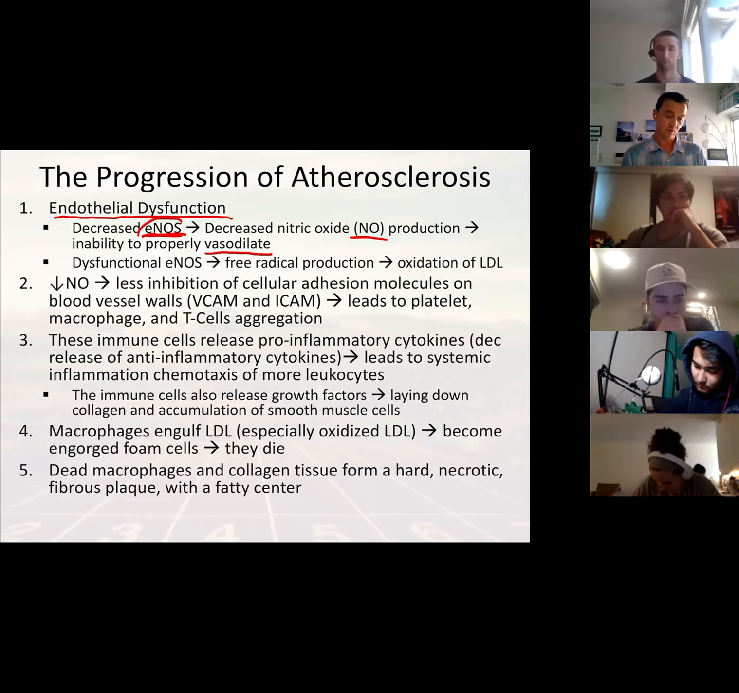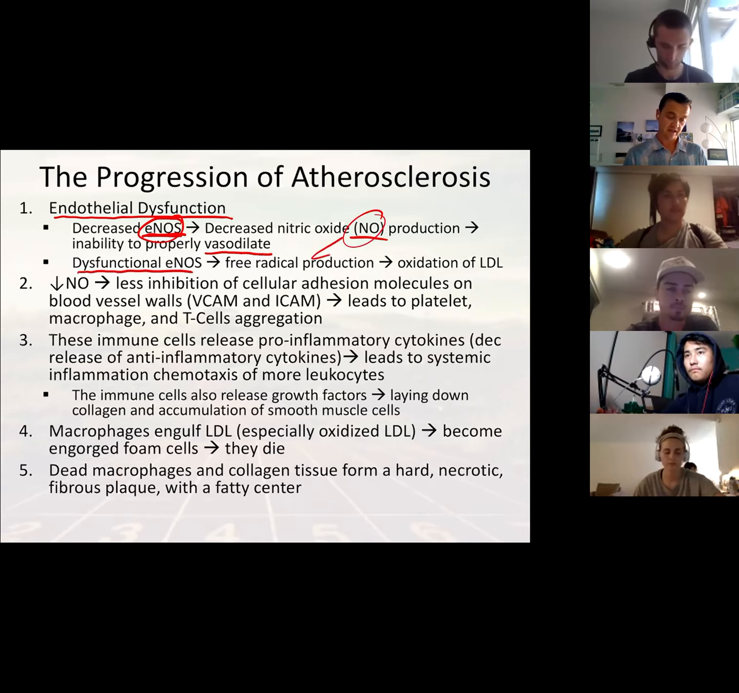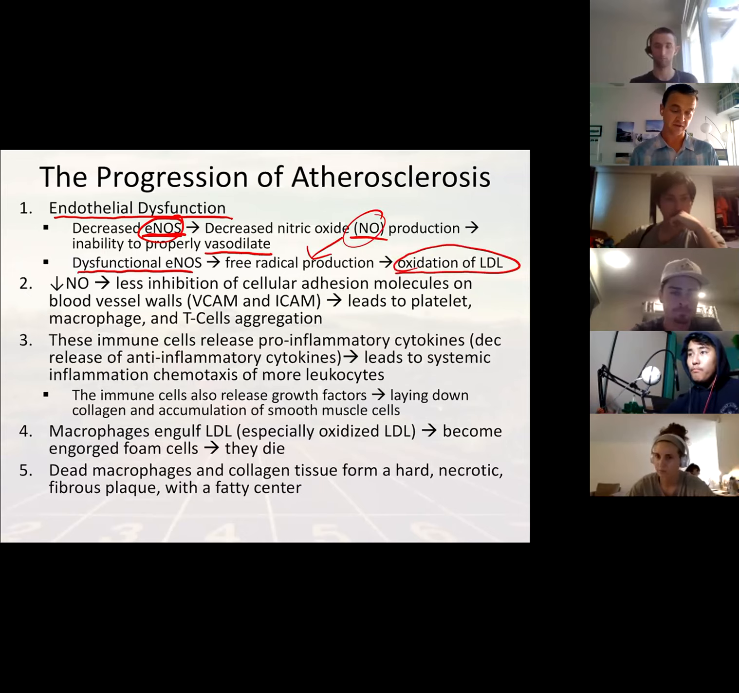We see that we don't have as much of that enzyme, and the bit of it that we do have isn't working as well. So it's dysfunctional, and when we have dysfunctional eNOS, instead of producing nitric oxide, it produces free radicals instead, and free radicals will bind to things and oxidize them. They'll add electrons to them, they'll damage them.